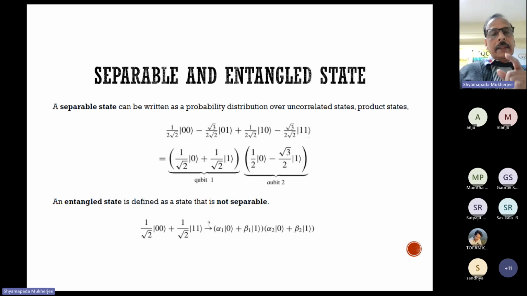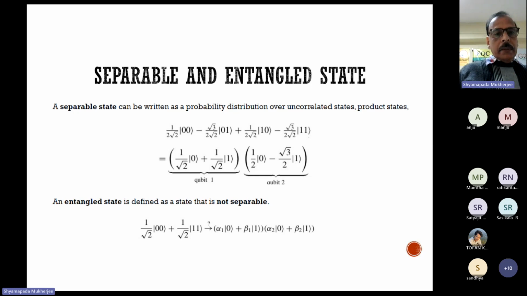Now you see this can be written as a product of two states, the qubit 1 and qubit 2: 1 by root 2 0, 1 by root 2 1, into half 0 minus root 3 by 2 1. So this 2 qubit state can be written as a product of two individual states. So this is called a separable state.